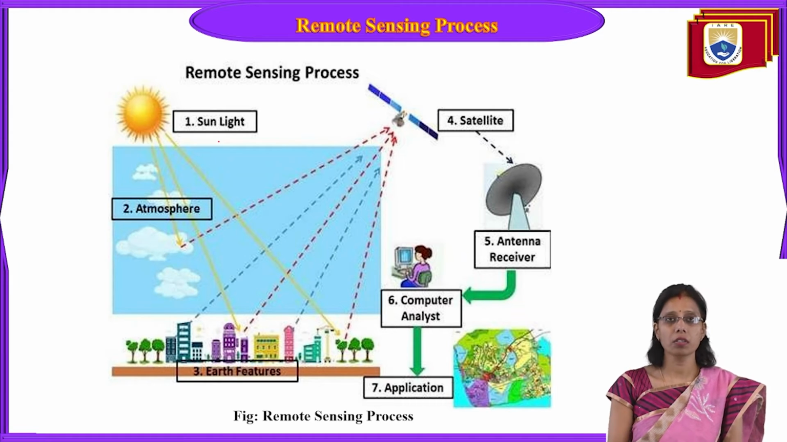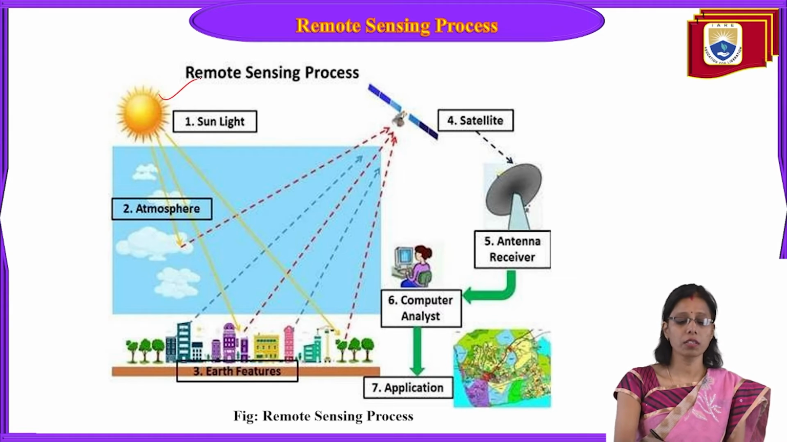So here is the process. For remote sensing, we need sunlight. Whenever the sunlight is available, we are able to get the information. Otherwise, we have different sensors that are able to get the information even without sunlight. But basically, remote sensing works on photo, meaning light. Whenever light is available, only then does the remote sensing process work.